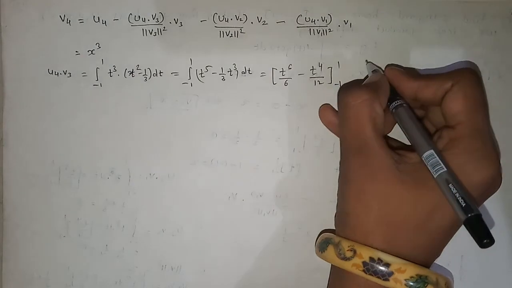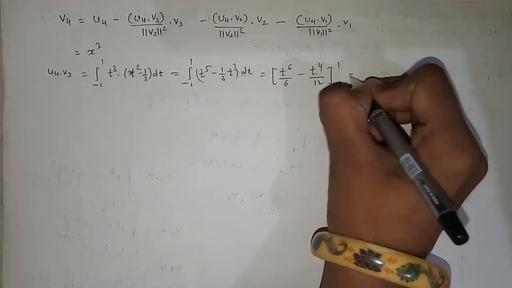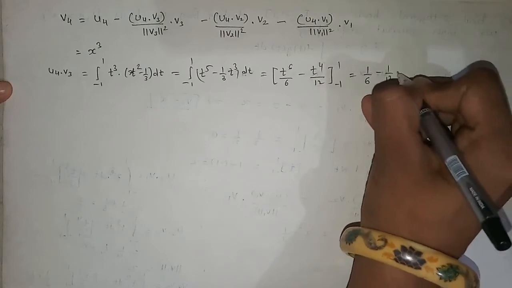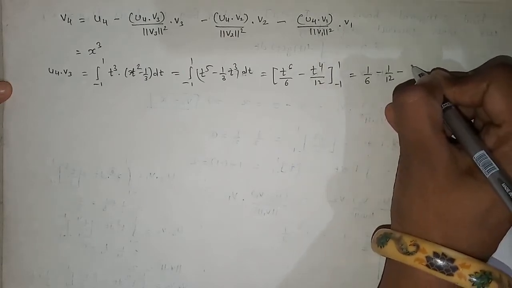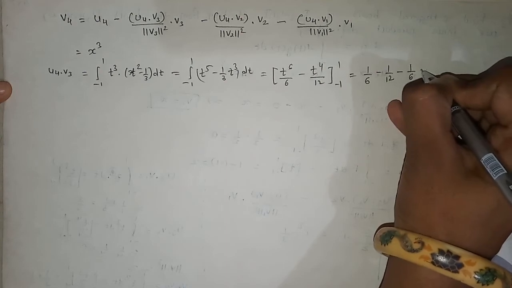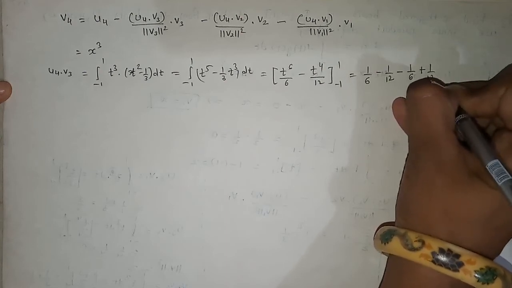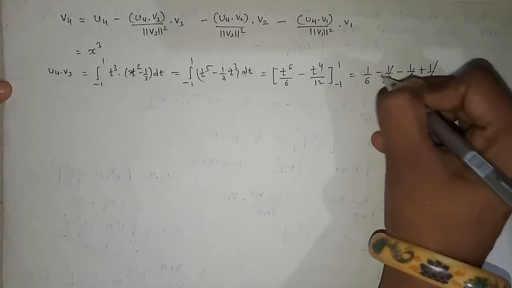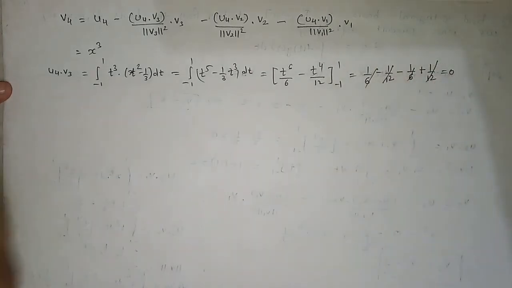Now 1 by 6 minus 1 by 12 minus of 1 by 6, and minus minus plus 1 by 12. So these two get cancelled and these two get cancelled. So we are getting the answer as 0.